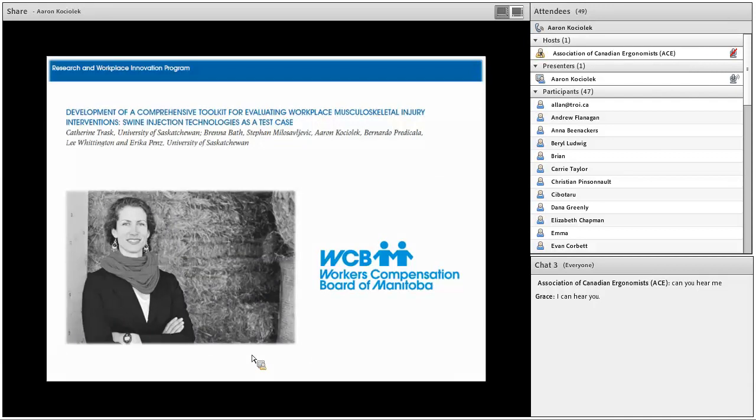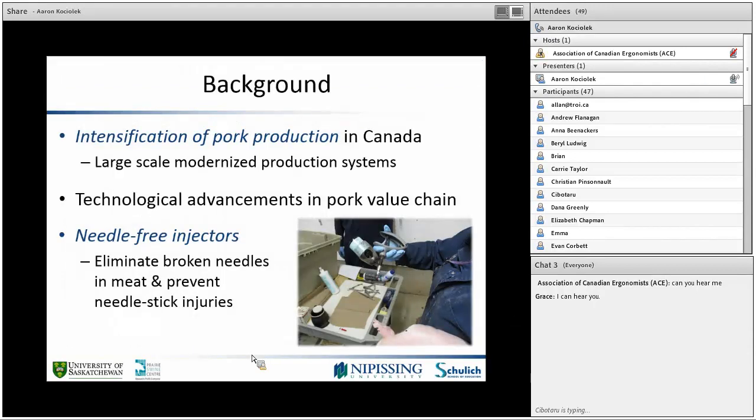So this is a project funded by the Workers' Compensation Board in Manitoba. It's a relatively large study, again headed by Dr. Catherine Trask at the University of Saskatchewan, and it's a 6-figure project, so it is a relatively large piece with many moving components.